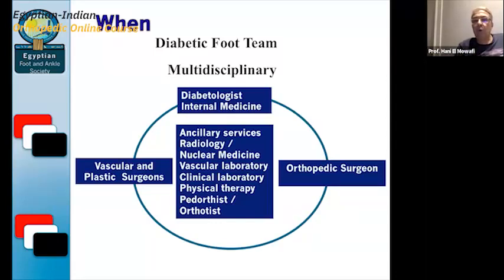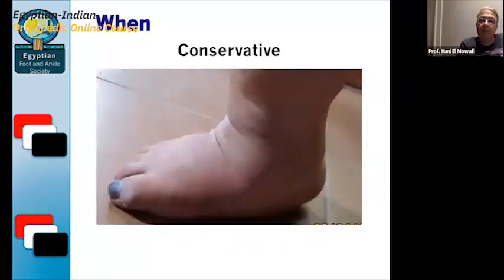In our institute, we have what's called a diabetic foot team, which is a multidisciplinary team. It consists of the podiatrist, vascular and plastic surgeons, and orthopedics. There are also some ancillary services like radiology, nuclear medicine, and laboratory tests.